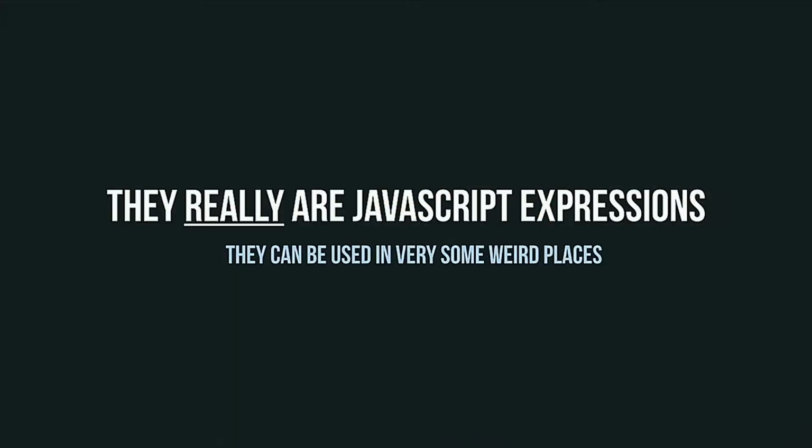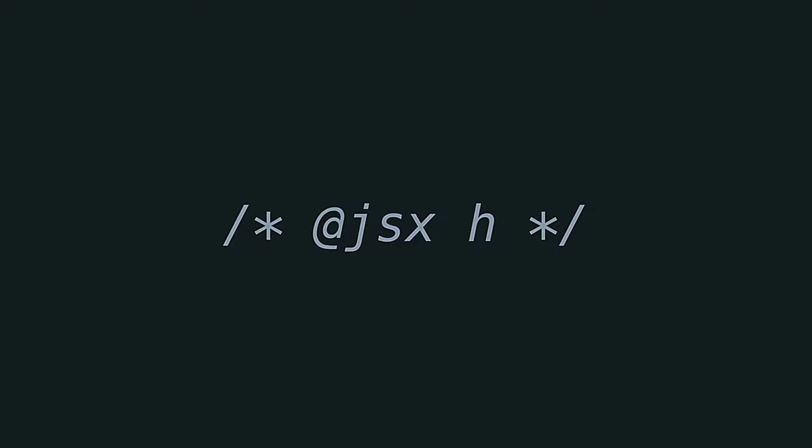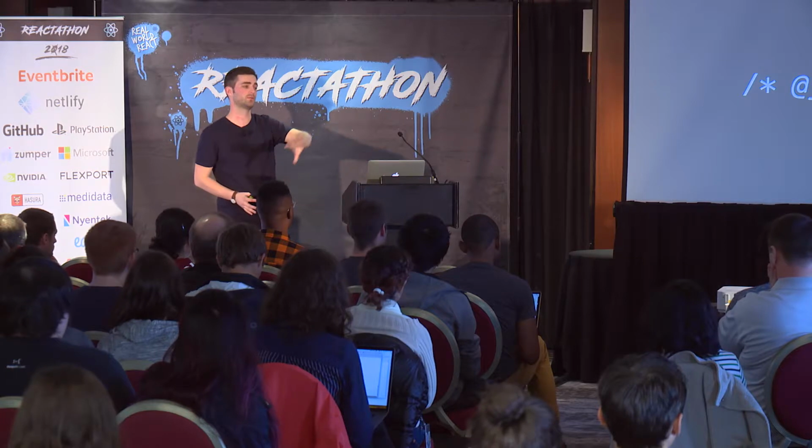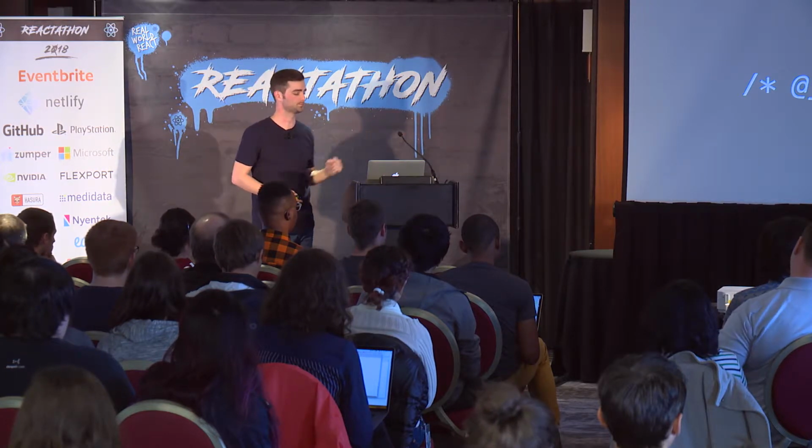They really are expressions. But one thing I've actually not seen a lot of people talk about, which to me as a compiler nerd really is an interesting thing and I wanted to point out, is because they are just JavaScript expressions, they can be used in some really weird places. So let's take a look at that. For these examples, just so that things are a little more terse, let's pretend that we've got the JSX pragma h. So anywhere I use JSX, it will actually get converted to a function call to h.